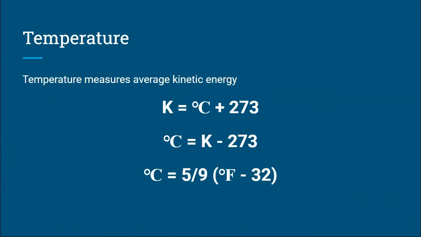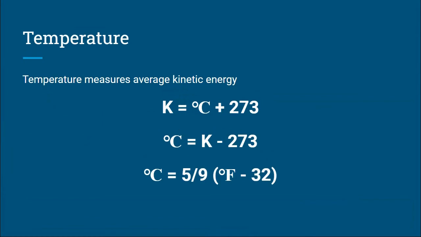So if you have a temperature that's in Celsius and you want to convert it to Kelvin, you just simply add 273 to the Celsius number. If you want to go the other direction and you have a temperature in Kelvin and you want to convert it to Celsius, you subtract 273.